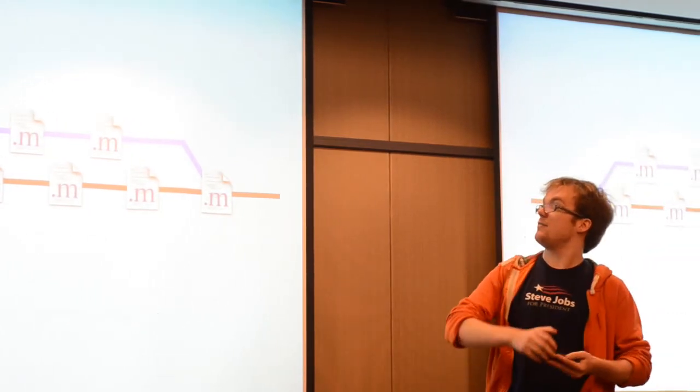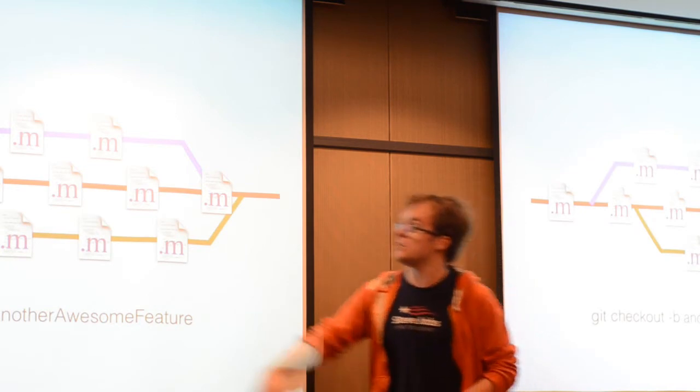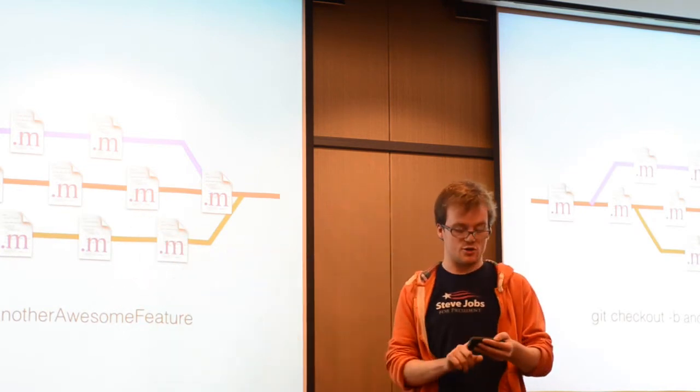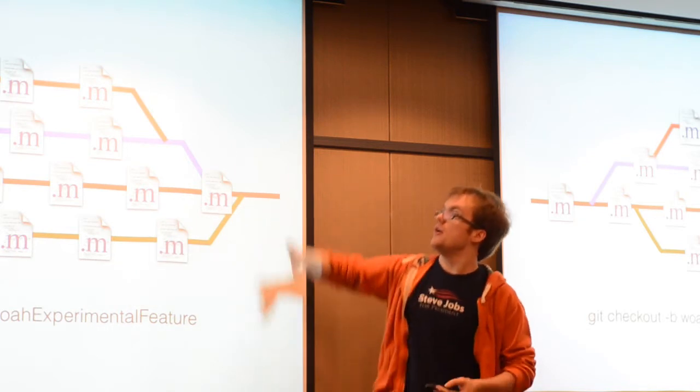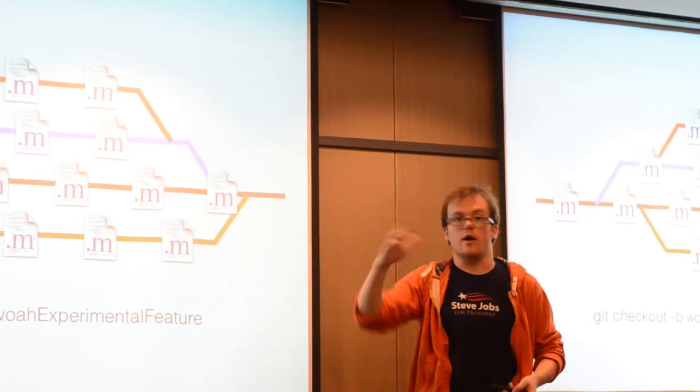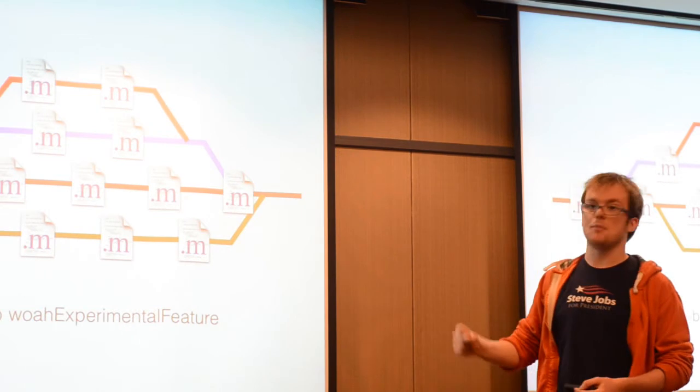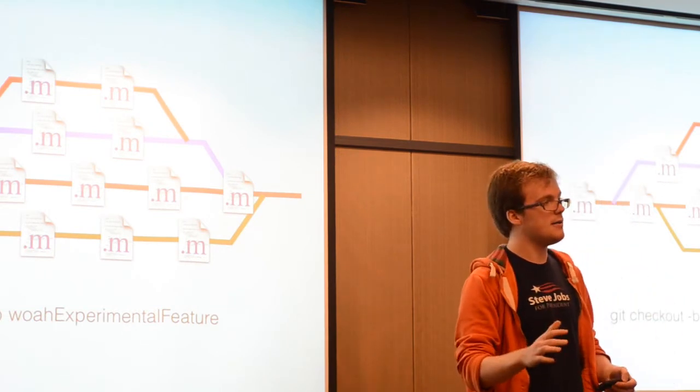Now, branching can be done as many times as you want. You can be branching again off of the same master tree, or you can even branch off of a branch and work on an even more experimental feature that you really don't want to pollute the code base. And this all happens immediately.